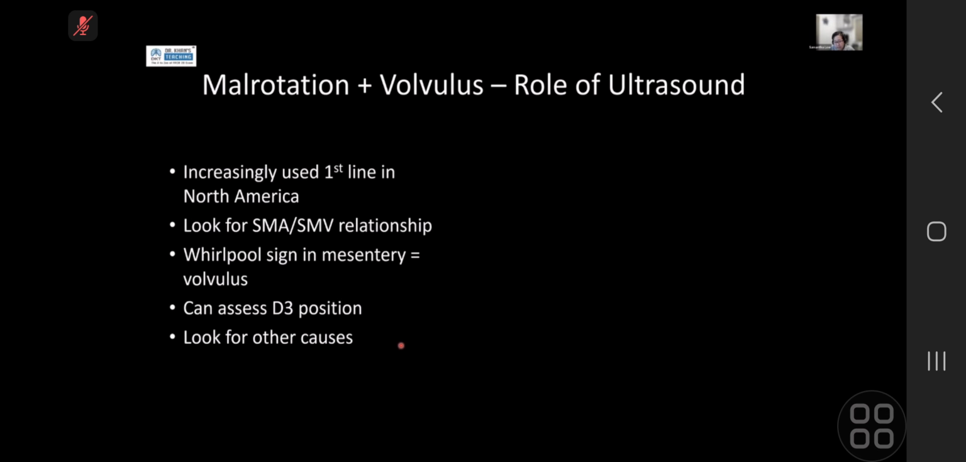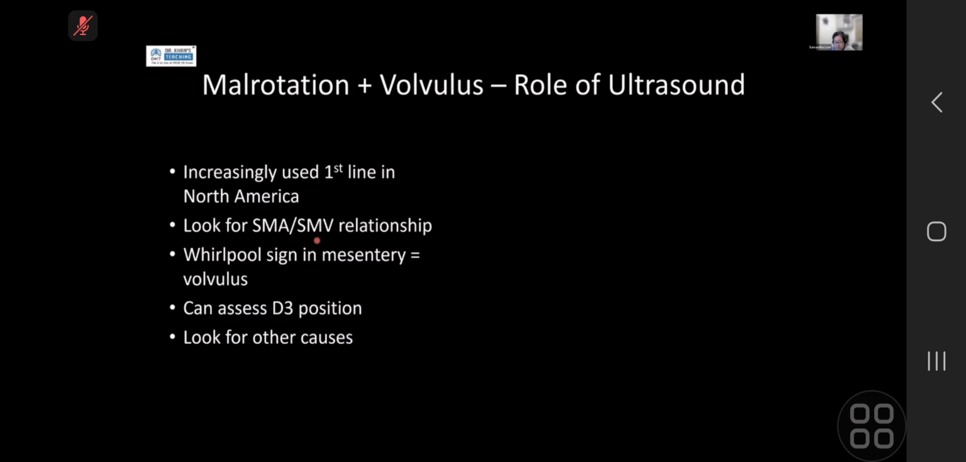The other thing here is that increasingly in America, in a lot of papers, they say even if you can't see the volvulus on a fluoroscopic study, you're going to try to use ultrasound. And in ultrasound, what you're looking for is the SMA-SMV relationship, although bearing in mind 30% can be abnormal but still within normal limits. And you're looking for that whirlpool sign, especially if you've got volvulus.